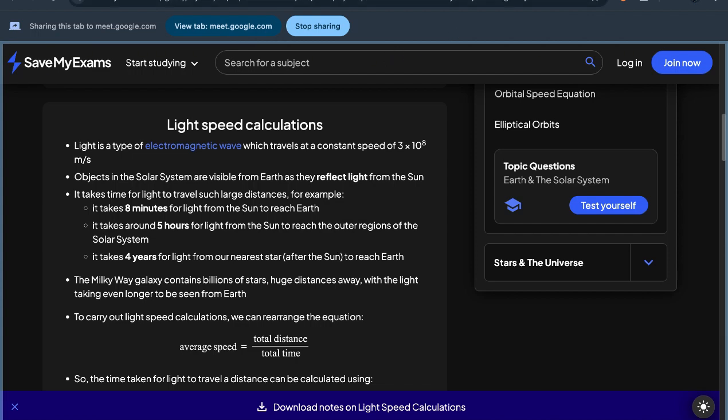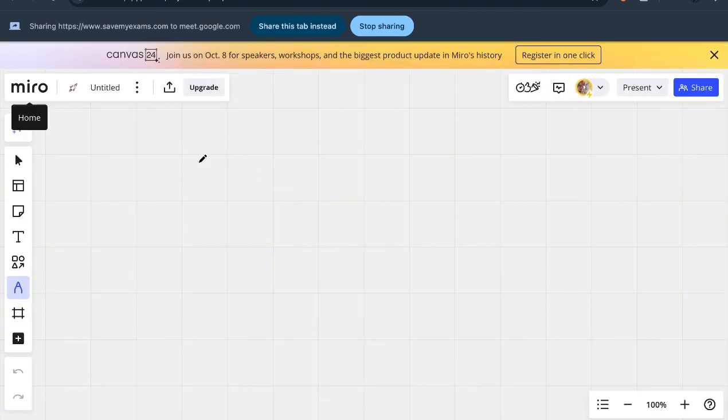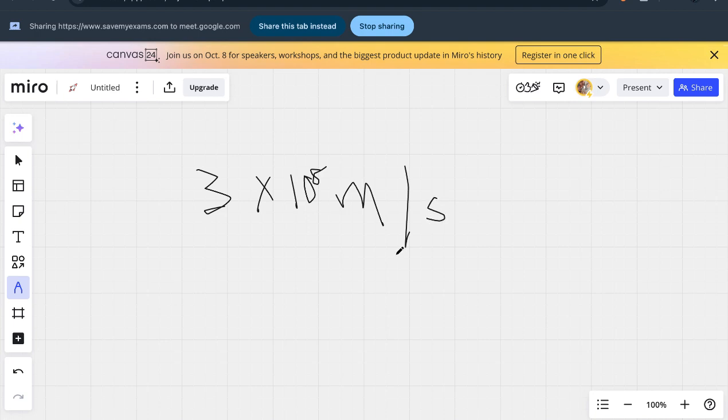It travels at a constant speed of 3.0 times 10 to the power of 8 meters per second. Okay, so this is the speed of light in space. This speed can be put as 3 with 8 zeros, which means 300,000 kilometers per second if you want to make it kilometers per second.